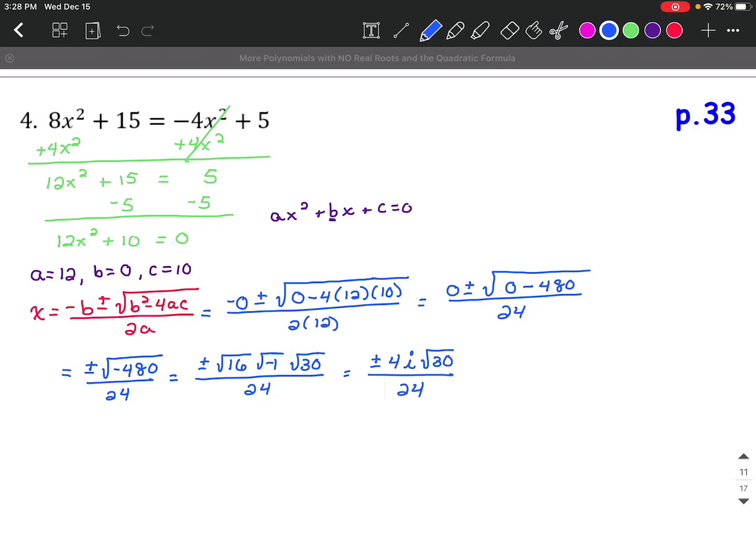We can simplify this because 4 goes into 4 once, and 4 goes into 24 6 times, so we have plus or minus 1i radical 30 all over 6, and that is our x value. There's number 4.